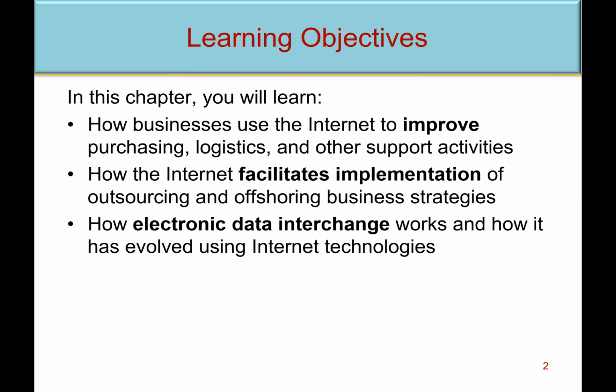Learning objectives for this chapter: you will learn how businesses use the internet to improve purchasing, logistics, and other support activities; how the internet facilitates implementation of outsourcing and offshoring business strategies; and how electronic data interchange (EDI) works and how it has evolved using internet technologies. EDI, right?